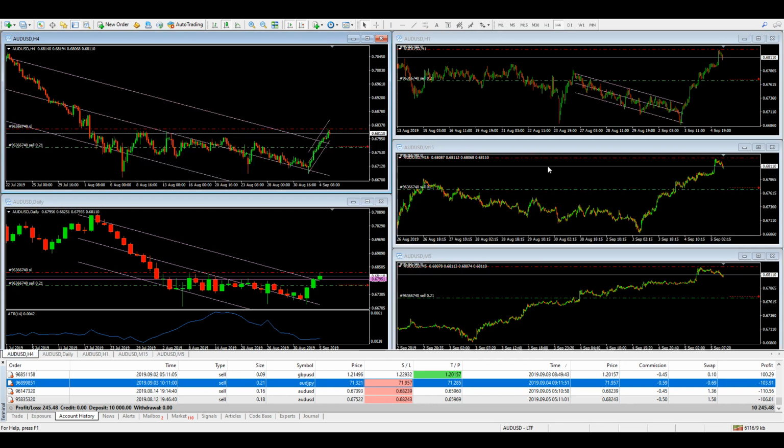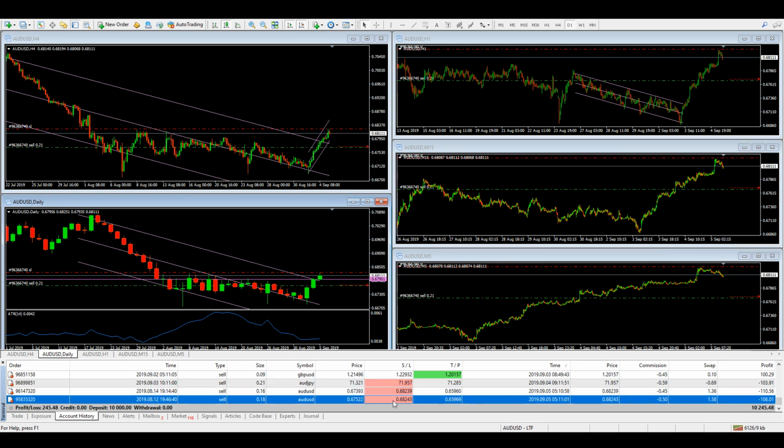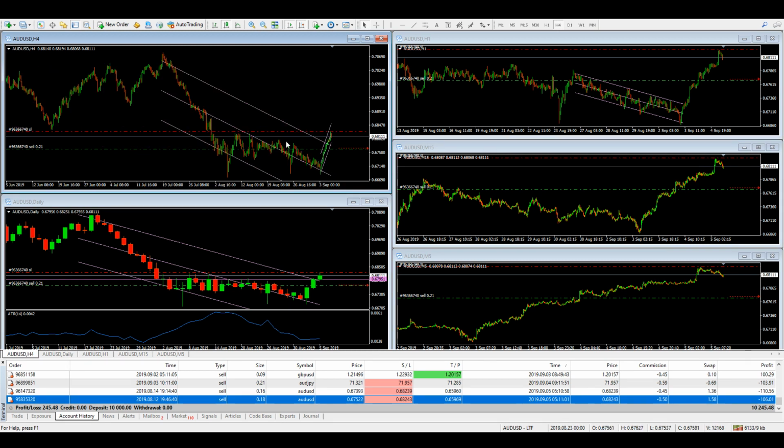AUD/USD. Let's talk about this one as well. This is the other one that I took 2 losses on. Sorry, I'm not following the format. I said I'd talk about these at the end, but let's talk about them now, because it's in order of the progression through my list here.